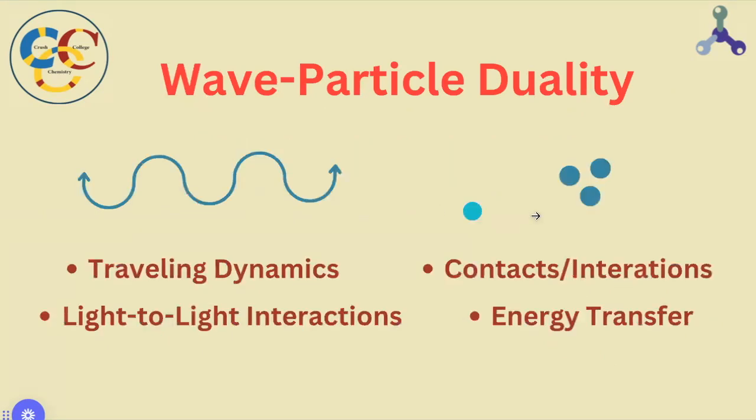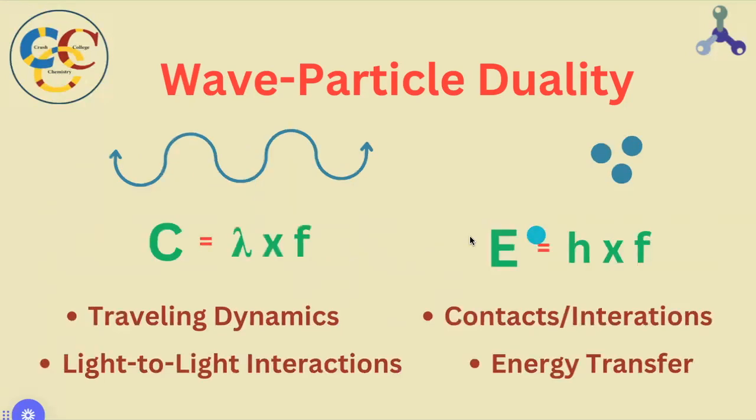The wave model of light concerns its manner of travel and light-to-light interactions, whereas the particle model involves energy transfer and the dynamics of interacting with other matter. We also have an equation for each model which sums up the dynamics of that particular form of light. It's worth noting that while these aren't the only equations for light, all other equations heavily relate to it.